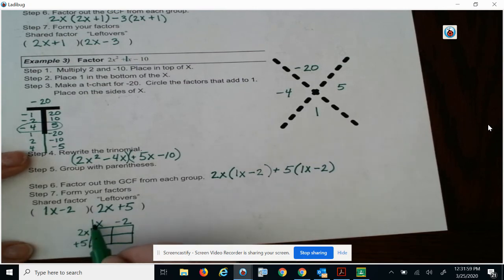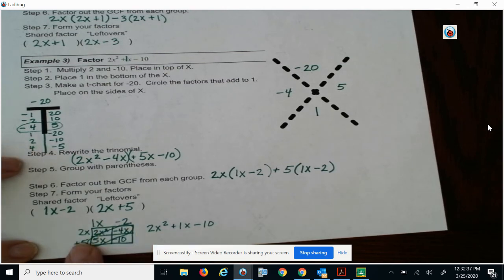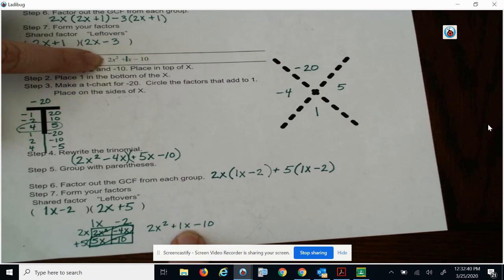We can multiply. 1 times 2 is 2. We have 2 x's, so x squared. 2 times -2 is -4, 1x. 5 times 1 is 5, we have 1x. 5 times -2 is -10. So we get 2x squared, and then we combine our like terms. 5 plus -4 is 1x, and then bring down our -10. So if we multiply these two binomials together, we get our answer that we ended up with.